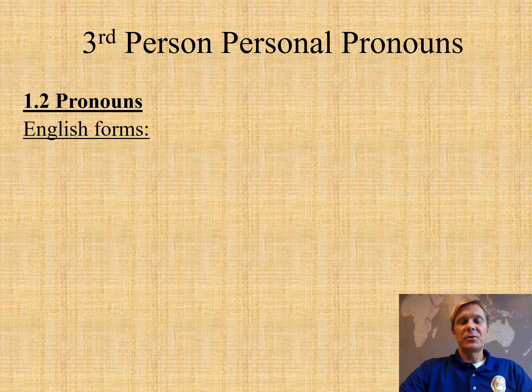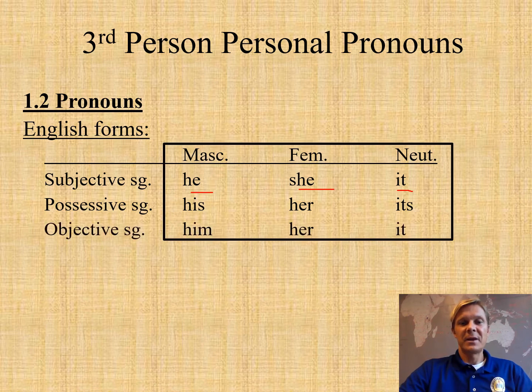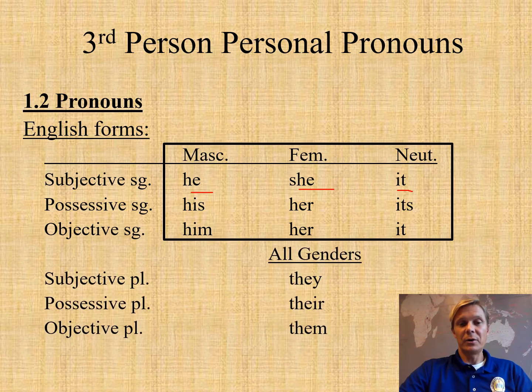So next we're going to look at the third person personal pronoun, and as you can see here, the third person comes even in English in masculine, feminine, and neuter forms: he, she, and it, and obviously the possessive case, his, her, and its, and the objective case, him, her, and it. So the third person singular is straightforward in English and we all know it. The same applies to the third person plural, and obviously in English the third person plural has only one gender: they, their, and them.